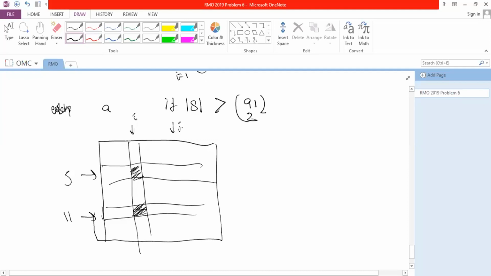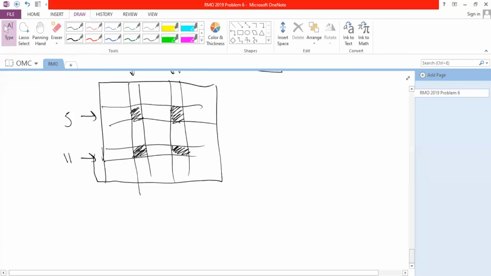Now, any element in S is a pair of black cells, and those black cells must belong to row 5 and row 11. This means in column J, this cell must be black, and so must this cell be black. So we exactly get a black rectangle, which is exactly what we want. So if the number of elements in S is greater than 91 choose 2, we are done. So all we need to do is check this.